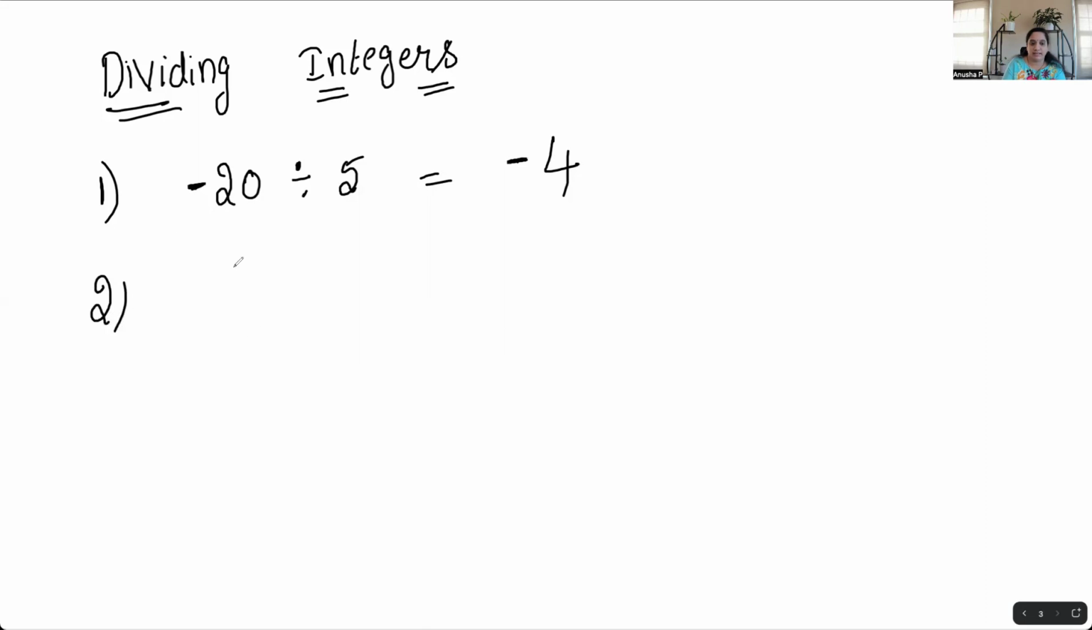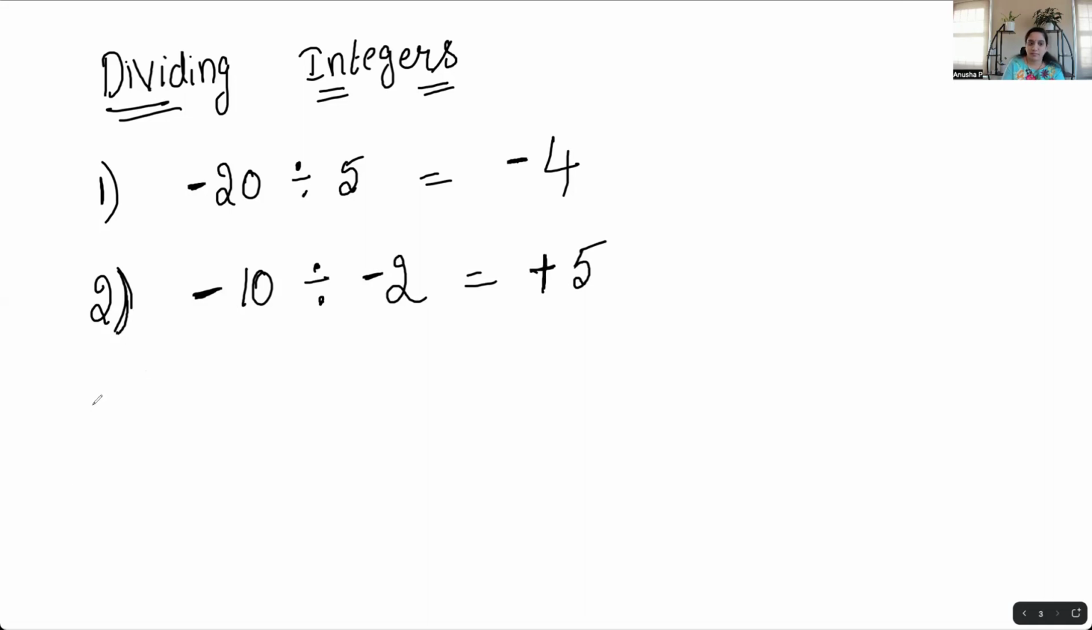Now the second example is if you have minus 10 divided by minus 2. So what you will do? First 10 divided by 2. What is 10 divided by 2? 5, right? 10 divided by 2 is 5. And we have to check the number of negative signs or minus signs. Here we have two negative signs or two minus signs, and 2 is an even number. So the answer will be plus 5.